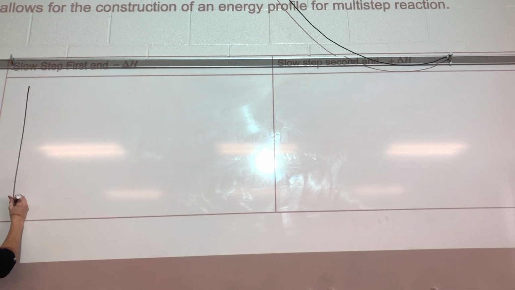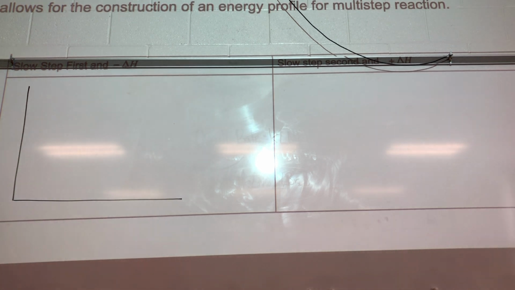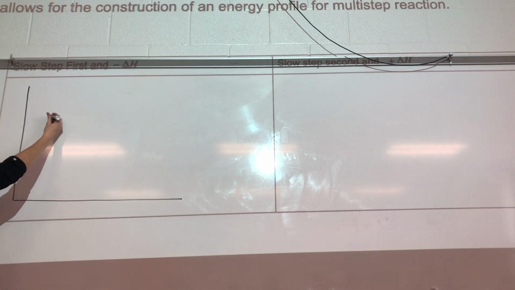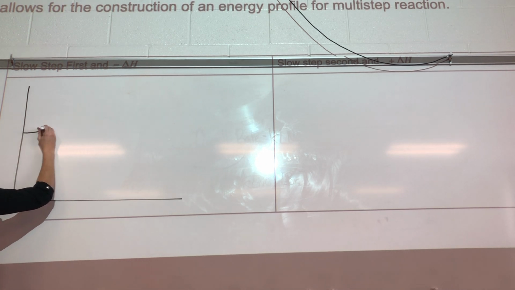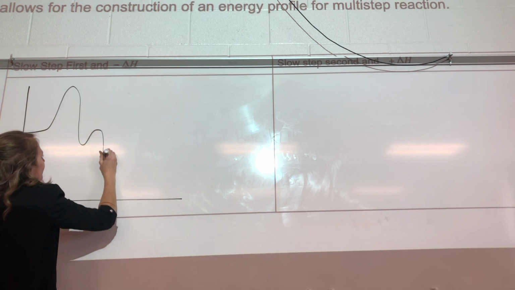Good. So we need a big first hill and then a smaller second hill. What does it mean if the delta H is negative? The change in energy is negative, so it's releasing energy. So what needs to be lower? The products need to be lower than the reactants. If I'm doing a negative delta H, I always start my reactants higher because they have to end lower. Slow step first, so I need a big hill, little hill.